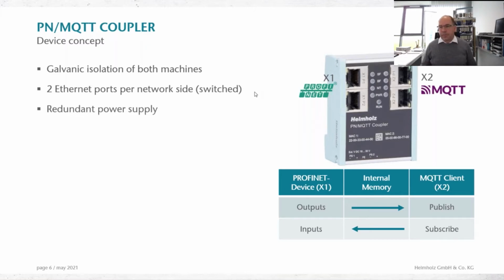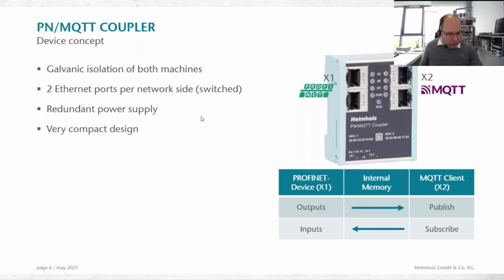We also have a redundant power supply. You can see it down here: power supply 1 and power supply 2. So you can also have the power supply from both sides, from the machine side and from the end customer production network side. If one side is failing, you get an information inside the other network. The device will always run.